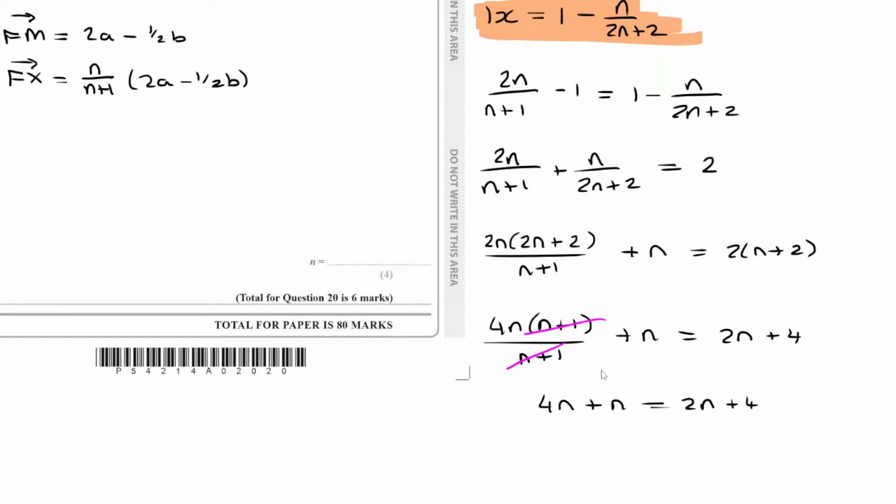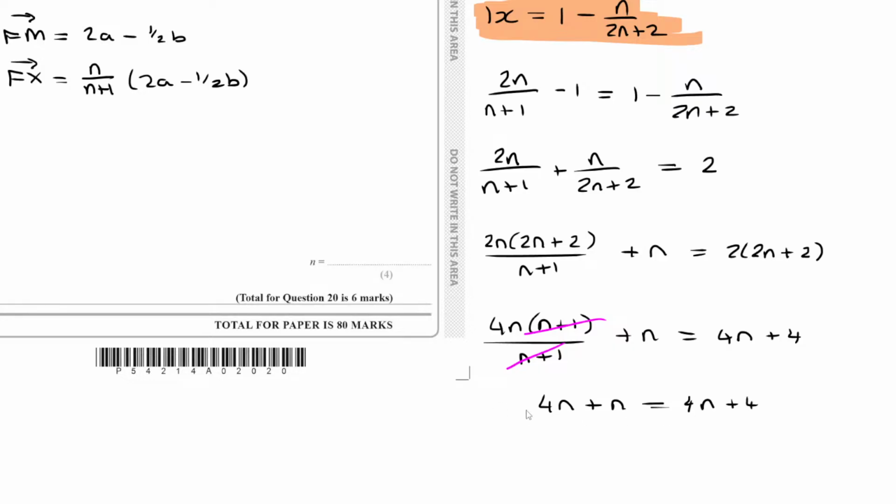4n plus n is fine over 2n. So I times everything by 2n. Oh, yeah. This is what I missed, wasn't it? This is meant to be 2n plus 2. This is the problem with this one, you don't get many marks for the rearranging, but that's where it could definitely go wrong. There we go. So that's meant to be 4n. That makes sense now. Okay, fine.